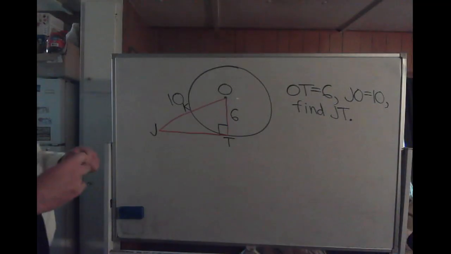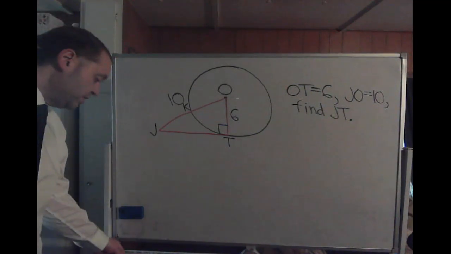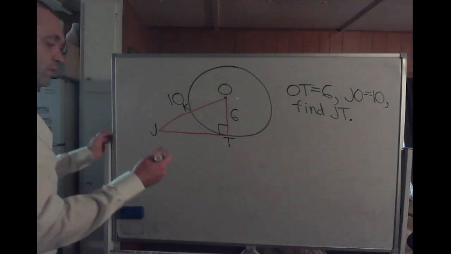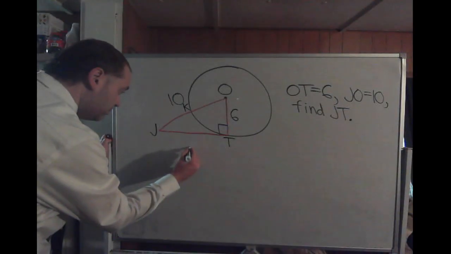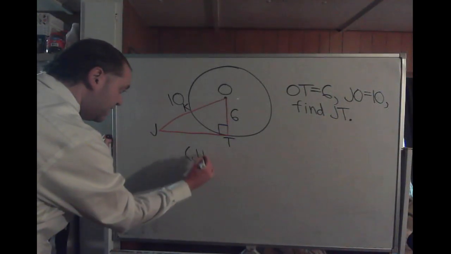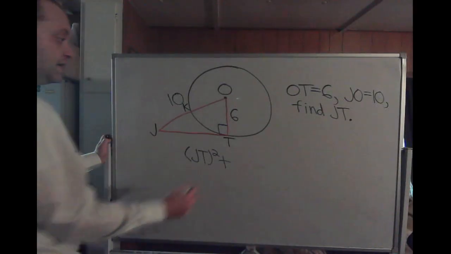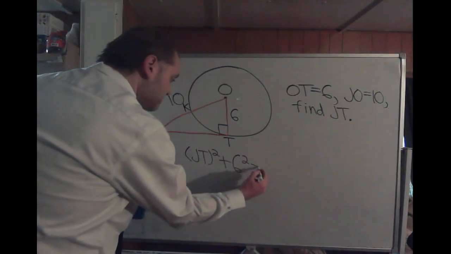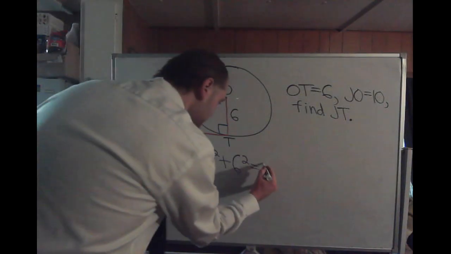Well, this is nothing more than just doing the Pythagorean theorem to solve for a right triangle. So you can apply these principles also to right triangles. So what we're going to do now is set up the Pythagorean theorem. We will take the side JT to the second power plus OT to the second power, which would be 6 to the second power, set that equal to the hypotenuse JO to the second power, which would be 10 to the second power.